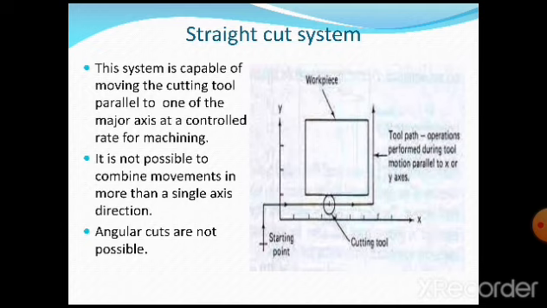Okay, so this system is capable of moving the cutting tool parallel to one of the major axes at a controlled rate for machining. This is very, very important. So the tool is made to move at a controlled rate from the starting point to the particular point where the workpiece has to be machined. It is not possible to combine movements in more than a single axis. That means at a stretch, only one axis movement is going to take place.